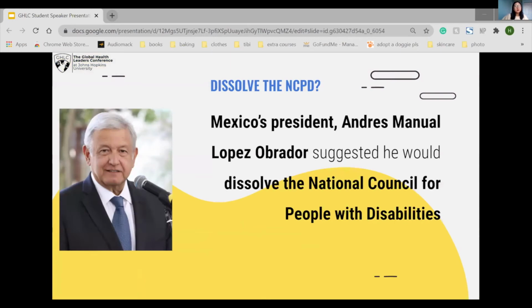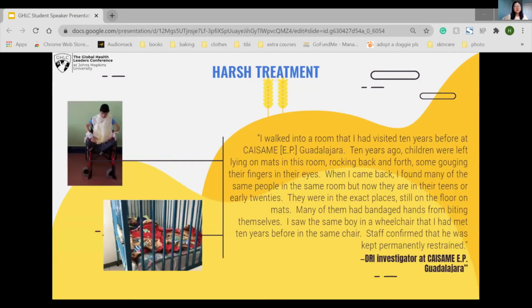Despite that, Mexican President Andrés Manuel López Obrador suggested that he would dissolve the National Council for People with Disabilities. He proposed such a decision because it apparently served no purpose. The same understaffed and underfunded institutions are often sites of harsh treatment and abuse.